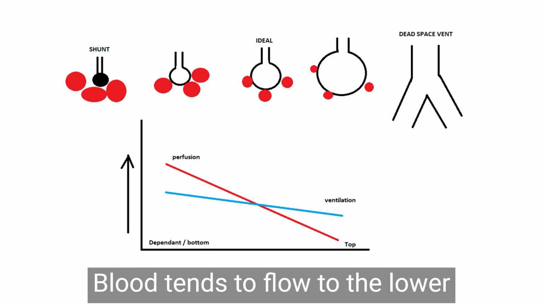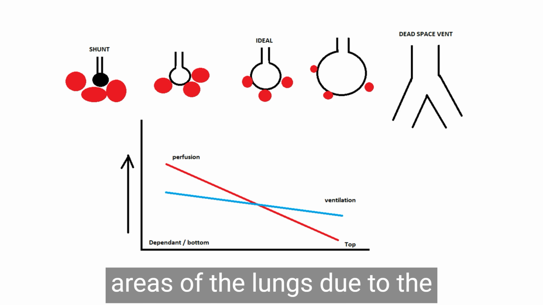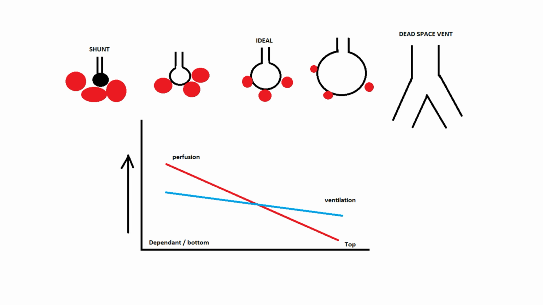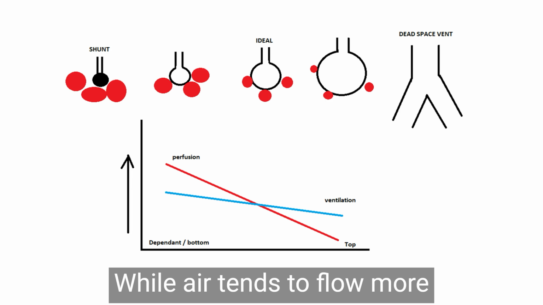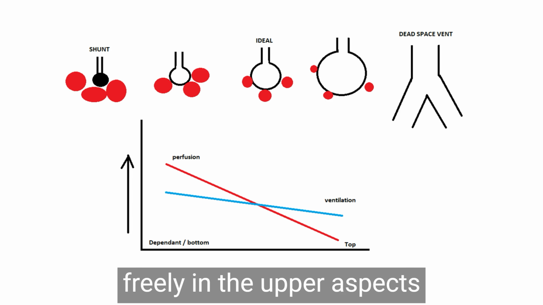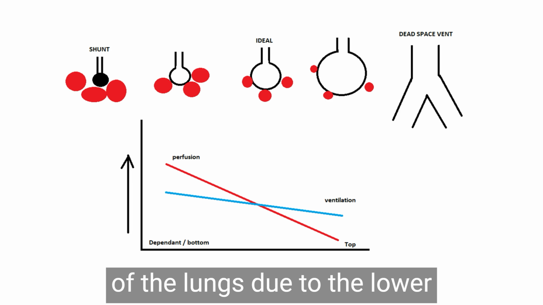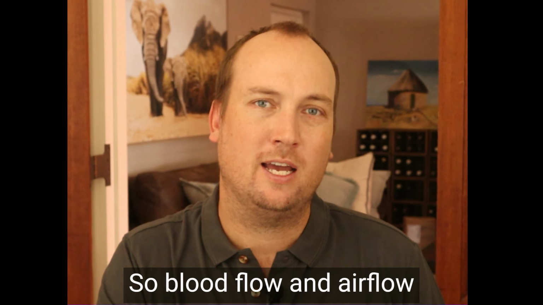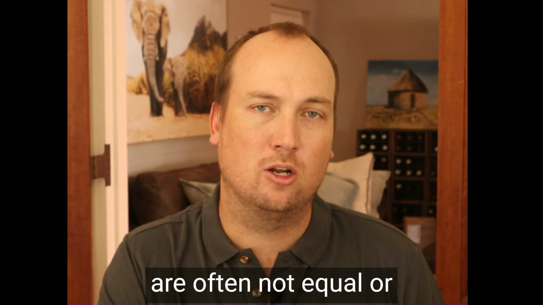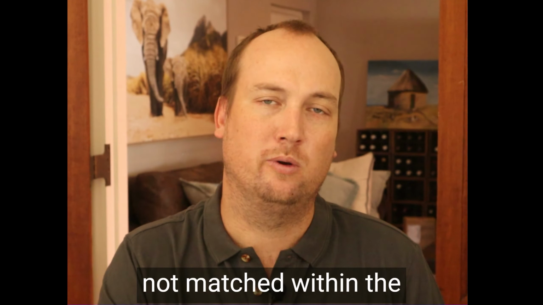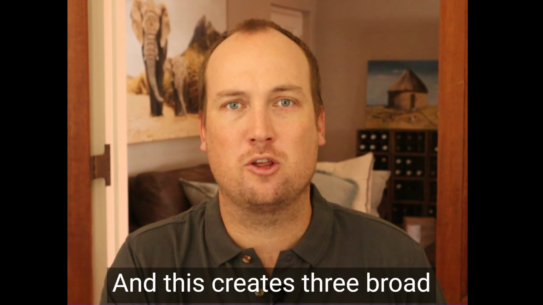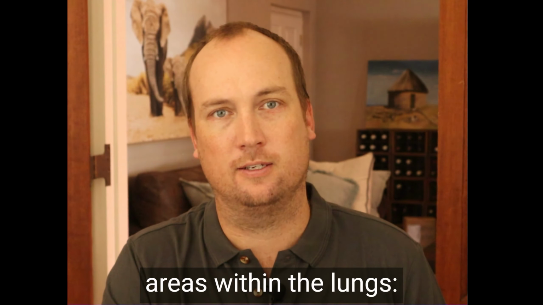Blood tends to flow to the lower areas of the lungs due to the gravitational effects on flow, while air tends to flow more freely in the upper aspects of the lungs due to the lower resistance in these areas. So blood flow and airflow are often not equal or not matched within the various areas of the lungs. And this creates three broad areas within the lungs.